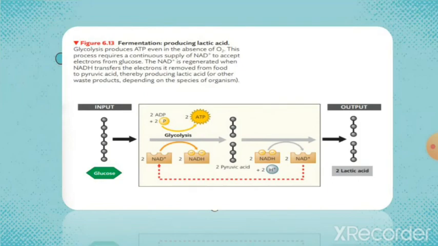So, as you can see in figure 6.13, fermentation producing lactic acid. Glycolysis produces adenosine triphosphate even in the absence of oxygen. This process requires a continuous supply of NAD plus to accept electrons from glucose, and the NAD plus is regenerated when NADH transfers the electrons to pyruvic acid, thereby producing lactic acid or other waste products depending on the species of organisms.